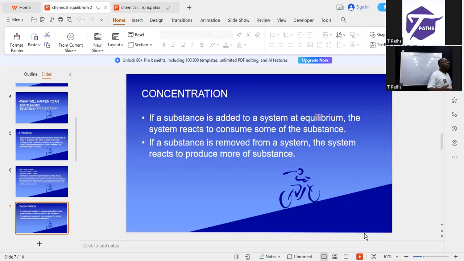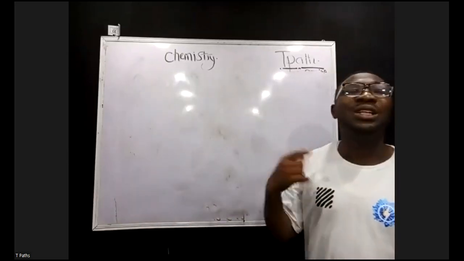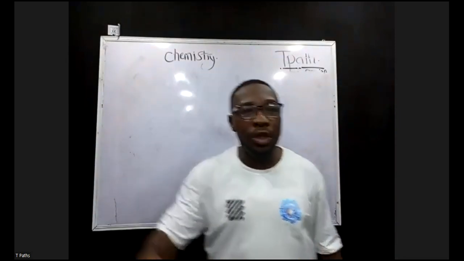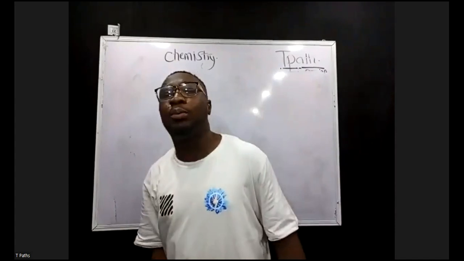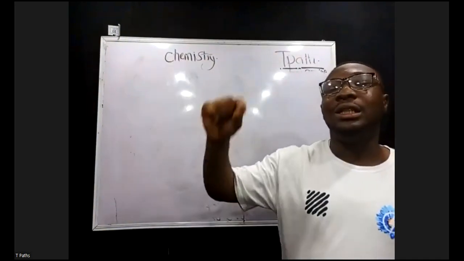In the case of a substance added to the system, the reactant will consume more of the substance. When you add a particular substance, the reactant will consume more of it, but it does not consume until it is exhausted. Now, if you are removing the product, what will happen to the system? The reactants will produce more of the product.